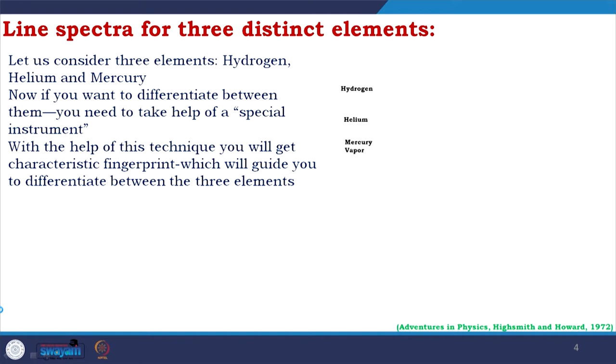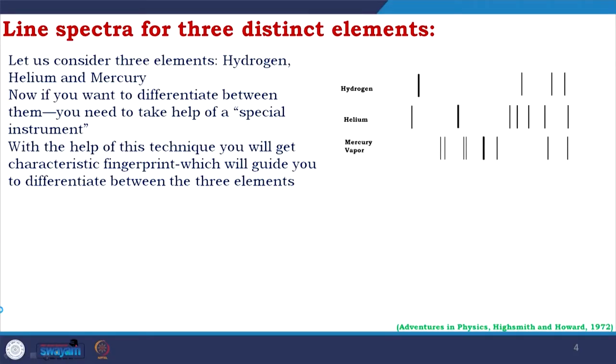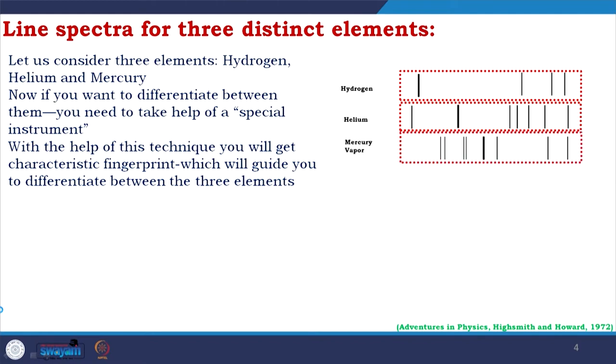As I told, these went through an experimental process using a special instrument. When you see, to your surprise, there are lines, and these lines are different for hydrogen, helium and mercury, the pattern of the lines. This is the pattern of the lines for hydrogen, this is the pattern for helium, and this is the pattern for mercury.